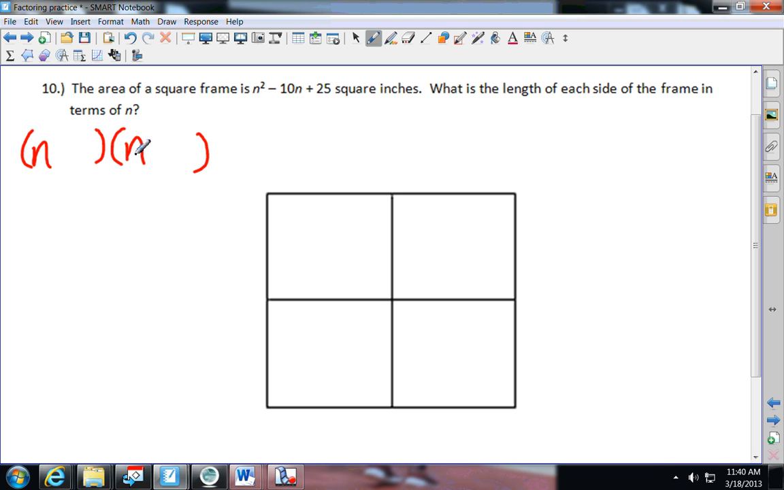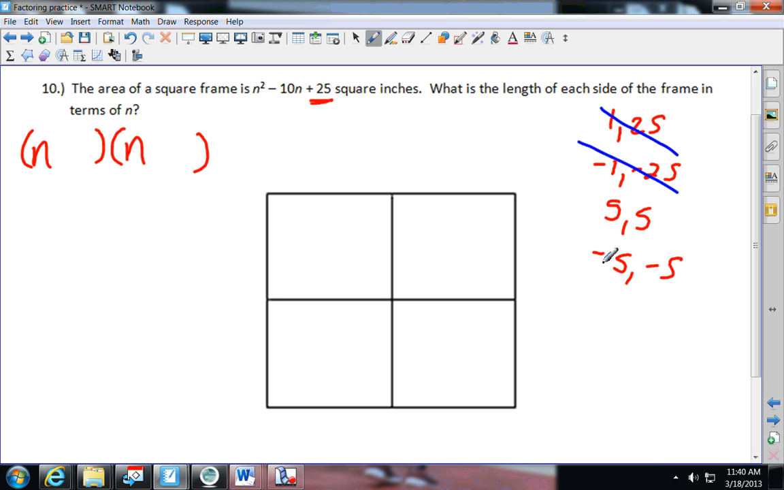Well, if I need to find these other ones, what are the factors of 25? Well, they're 1 and 25, negative 1 and negative 25. What else are factors? 5 and 5 and negative 5 and negative 5. I need the factors. Remember, we said that the squares, they have to be exactly the same. So that means it can't be either one of these.